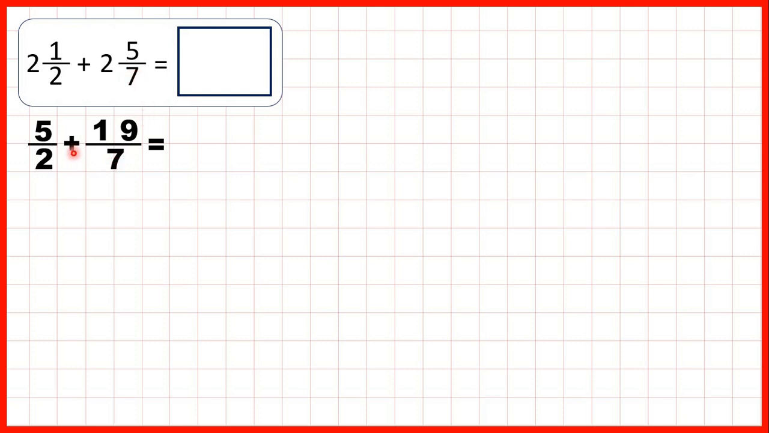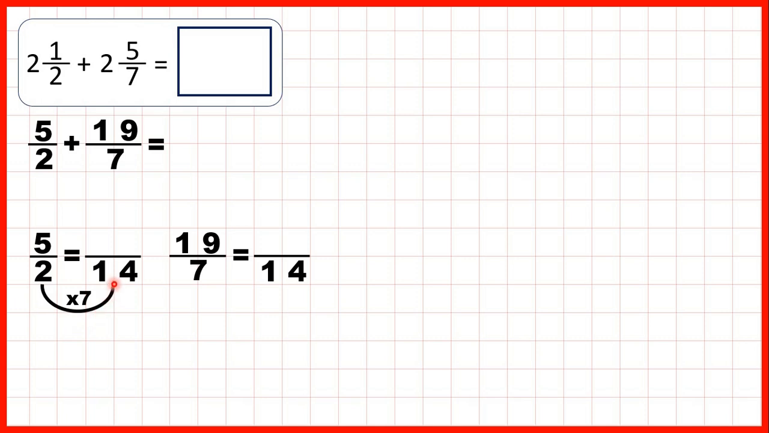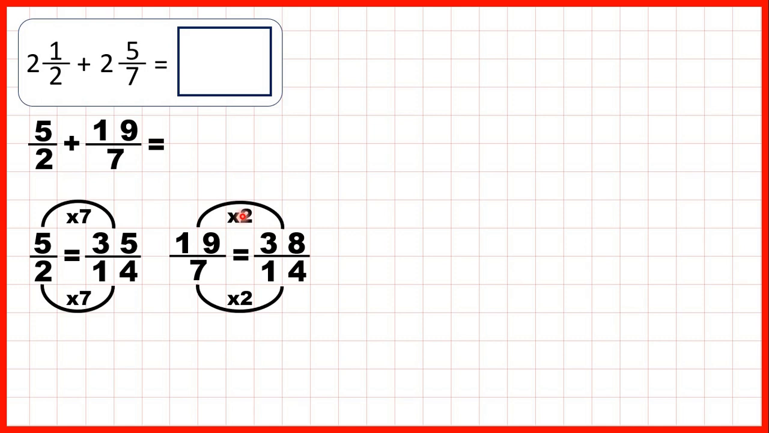But to add fractions we need a common denominator. So 14 is in both the 2 and the 7 times tables, so we can find equivalent fractions with a denominator of 14. We use multiplication to find equivalent fractions. 2 times 7 is 14, so if we do the same to the numerator, 5 times 7 is 35. Now 7 times 2 is 14 and 19 times 2 is 38. You might need to use column method or short multiplication to work that out.